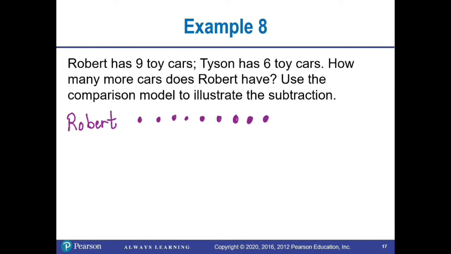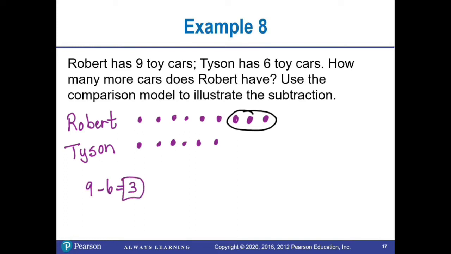Robert has 9 toy cars. And you'll notice here that I've drawn 9 dots to represent the 9 toy cars. Tyson has 6 toy cars. So I draw 6 dots to represent the 6 toy cars that Tyson has. How many more cars does Robert have? So notice that Robert has 3 more cars. So 9 minus 6 is 3.